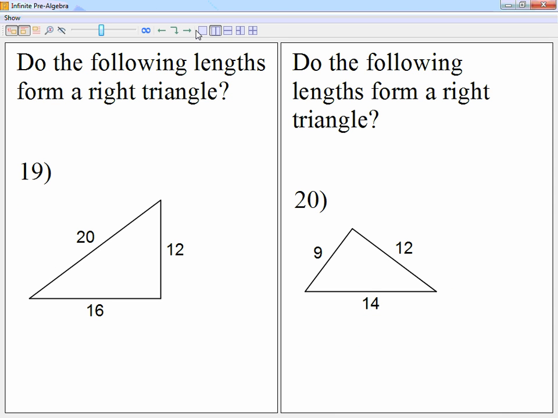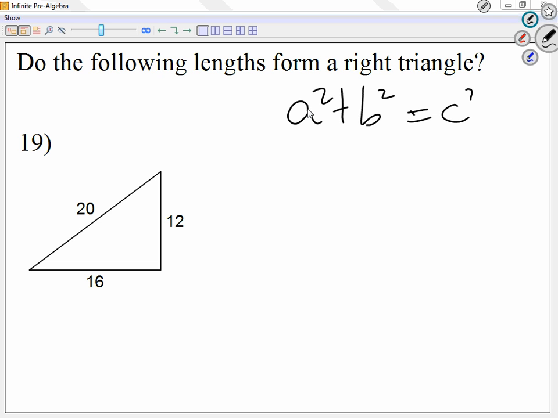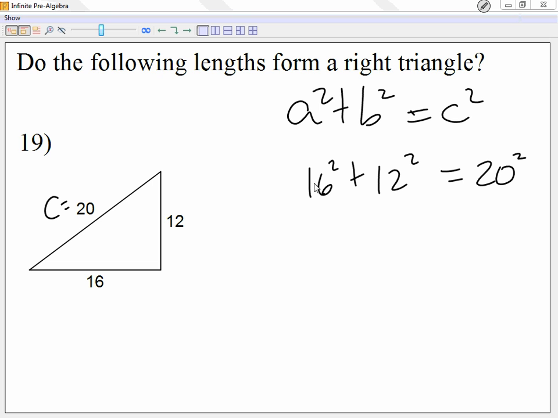Do the following lengths form a right triangle? Let me only do one of these. All I'm asking you guys is a squared plus b squared, is it equal to c squared? Like a yes or no type of question. We know c is the biggest, so c is 20. So the way I'm going to set this up will be 16 squared plus 12 squared is equal to 20 squared. Remember, it doesn't matter how I put the 16 and the 12, the order doesn't matter, as long as c, the big one, is by itself.